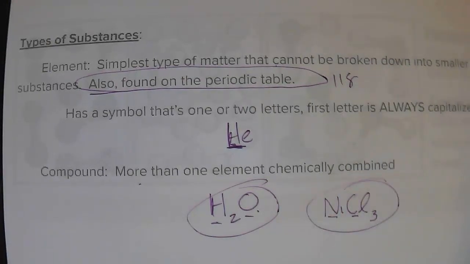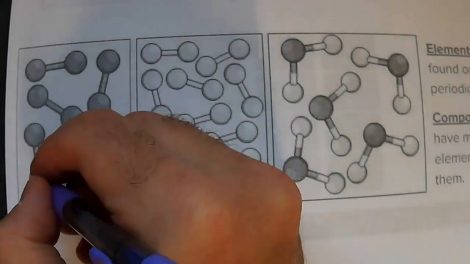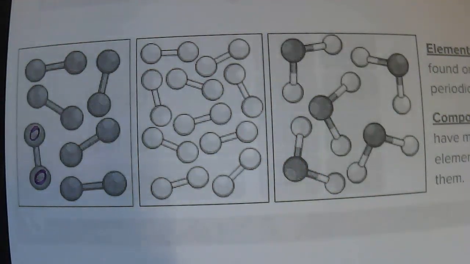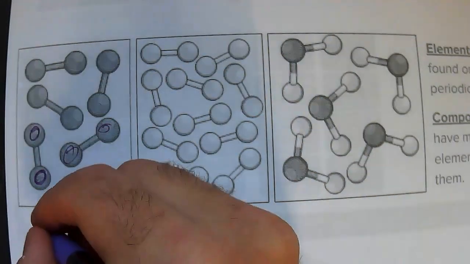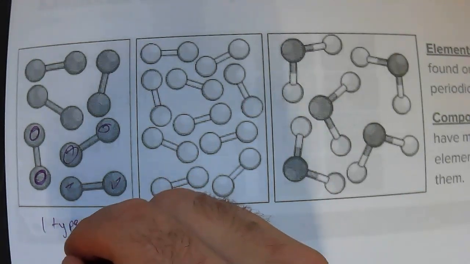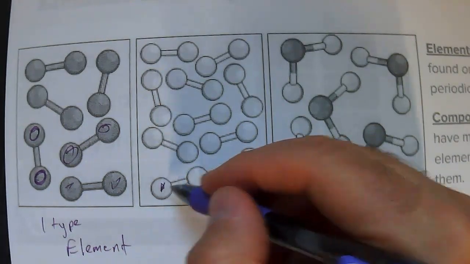This is a compound. Look here, and it's nicer when it's colored, but if you look, here we have one type of atom. Because there's just one type, this is an element. The same thing is true here. One type.